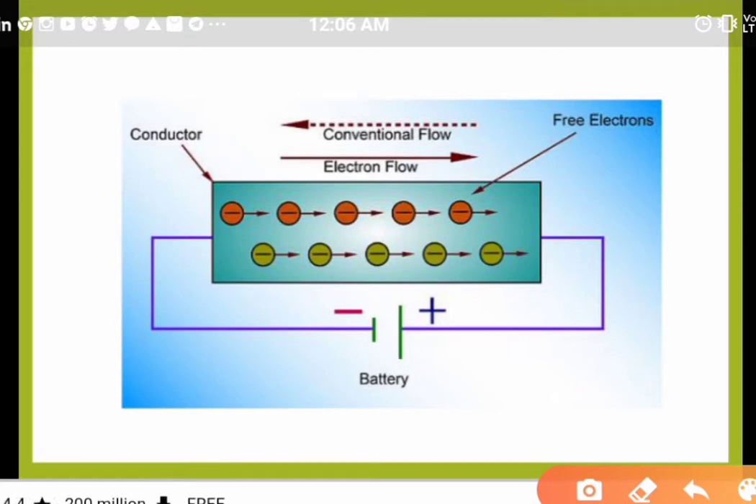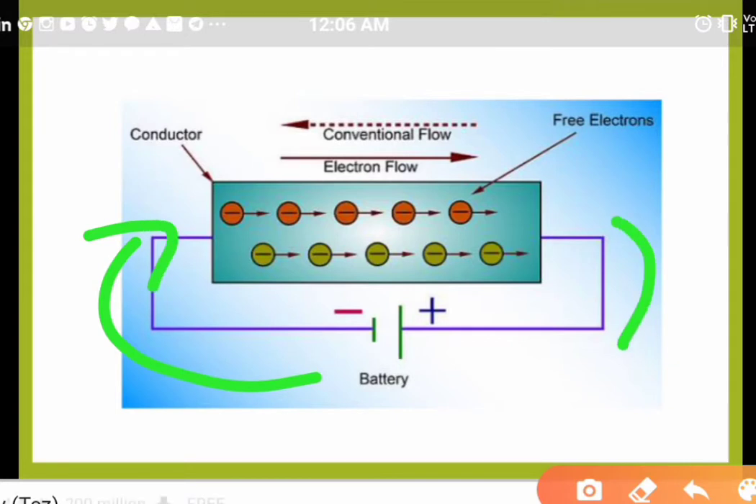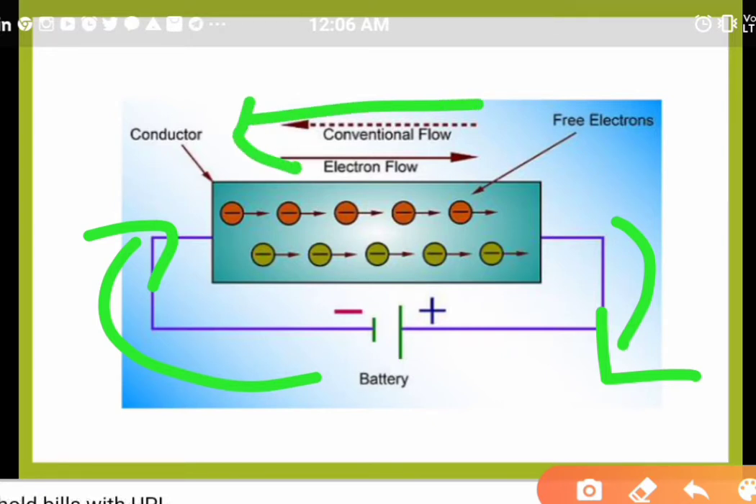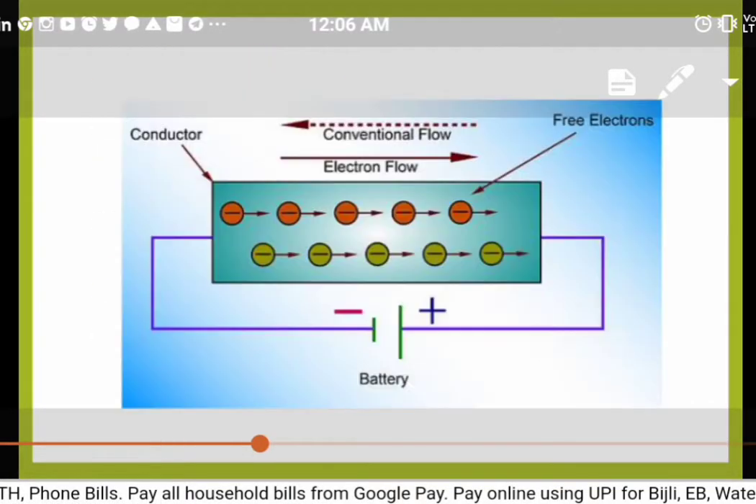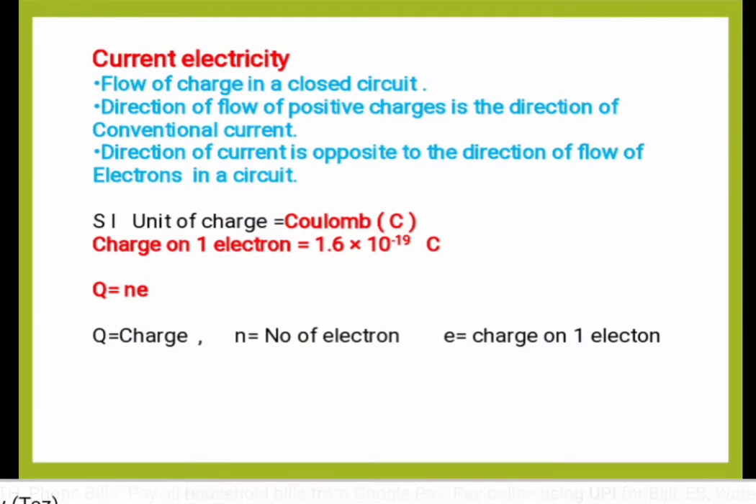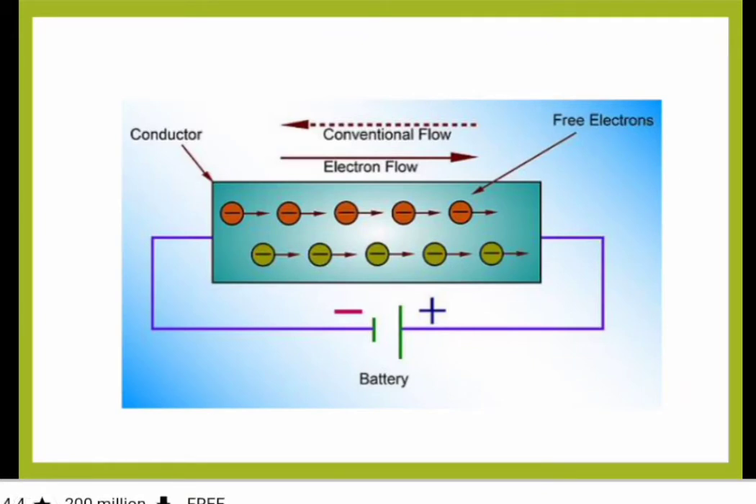You can see that the direction of electron flow and conventional current are opposite to each other. The direction of electron flow is from negative to positive terminal, whereas the direction of conventional current is from positive to negative. They both go in reverse directions. The direction of current is opposite to the direction of flow of electrons in a circuit: electrons move from negative terminal to positive terminal, whereas conventional current goes from positive to negative.